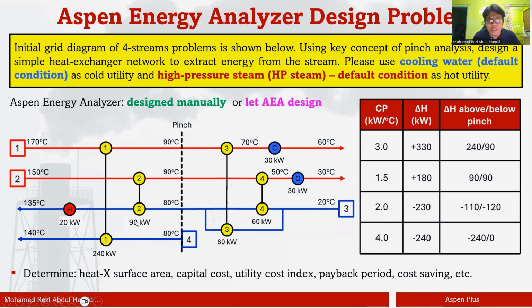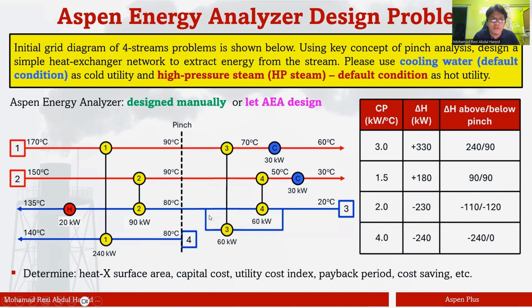But to summarize, I have a heater here providing 20 kilowatt of energy. I have heat exchanger number 1, heat exchanger number 2, heat exchanger number 3, heat exchanger number 4, and then 2 coolers with a total cooling load of 60 kilowatt.